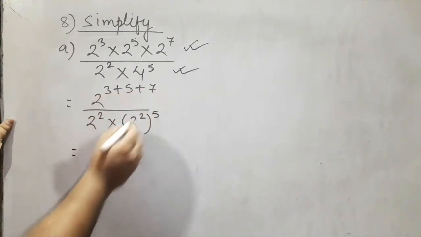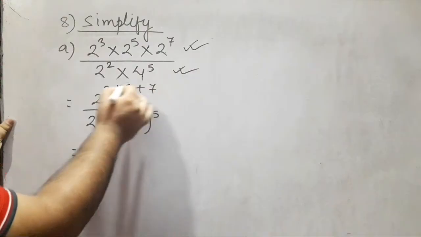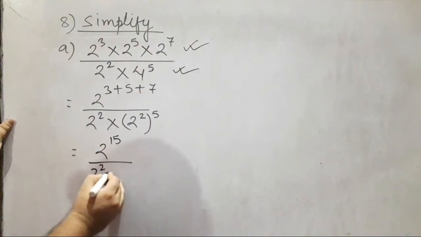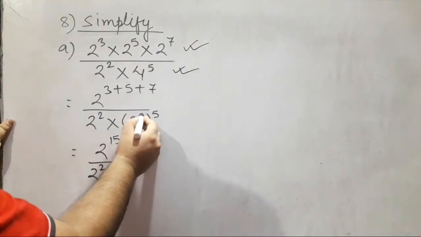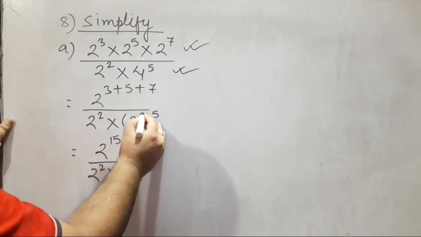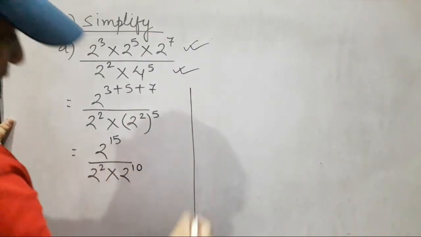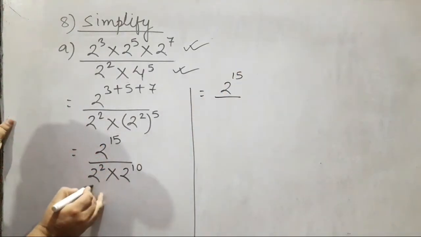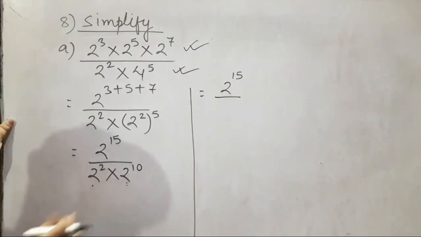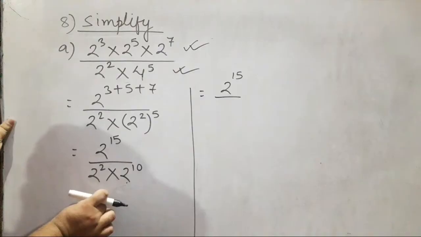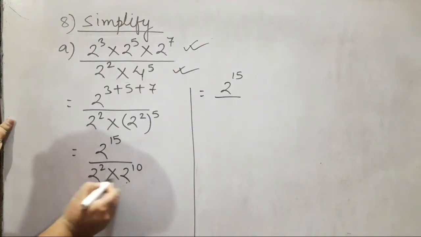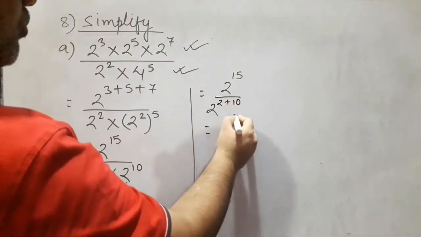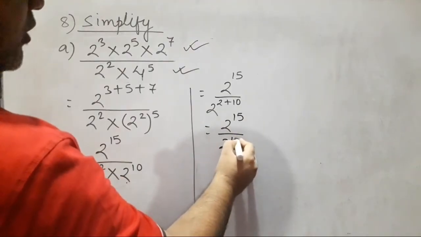Now let's add the powers. 2 power 7 plus 3, 10, 10 plus 5, 15. 2 power 15 by 2 power 2 into, follow here the product law of indices, 2 power 2 5s are 10. 2 power 15 by, here we can add the power since the bases are same and they are multiplied, and according to the product law of indices we can add the powers if the bases are same. So 2 power 2 plus 10, 2 power 15 by 2 power 12.